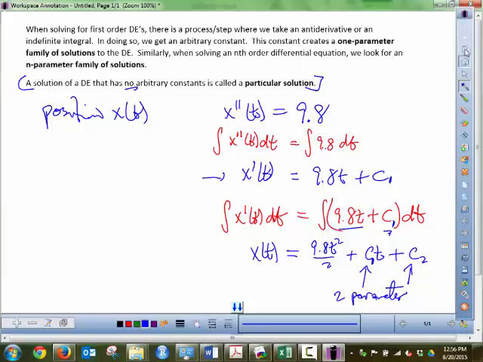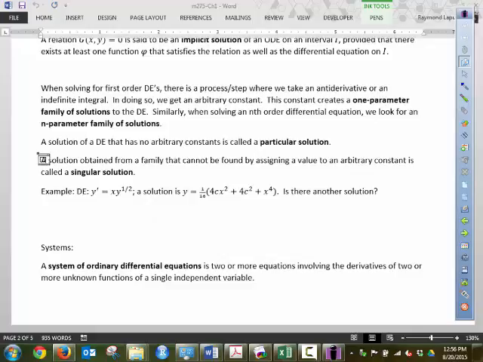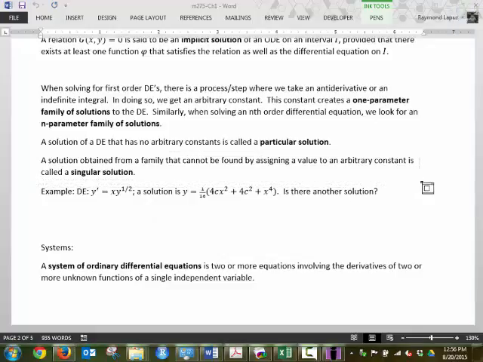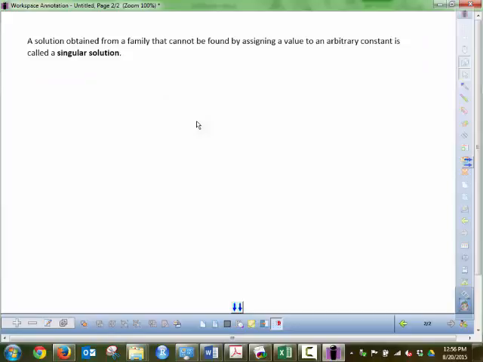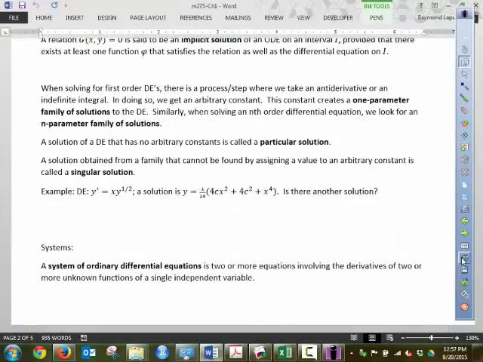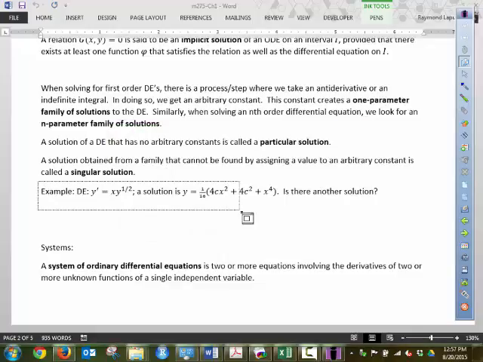So let's move on and take a look at singular solution. A solution obtained from a family that cannot be found by assigning a value to an arbitrary constant is called a singular solution. So they have an example here. And let's see how this is illustrated.